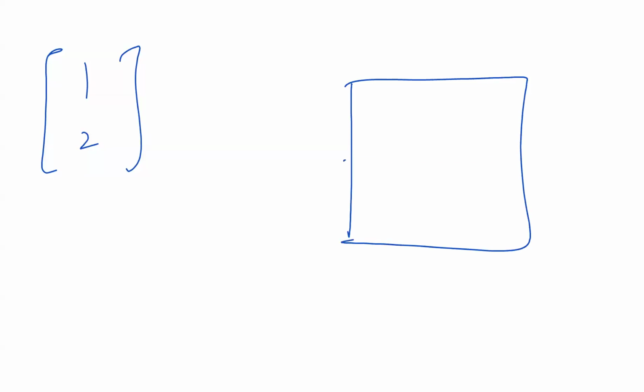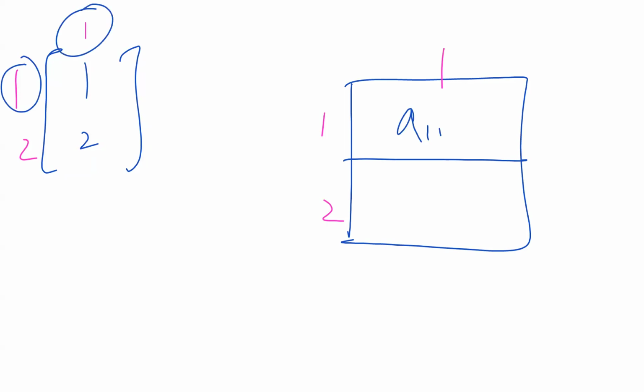There are only 2 rows, 2 horizontal rows and 1 column. So what is the code for this? A11. First row, first column. Can someone tell me the code for this? A21. Second row, first column.